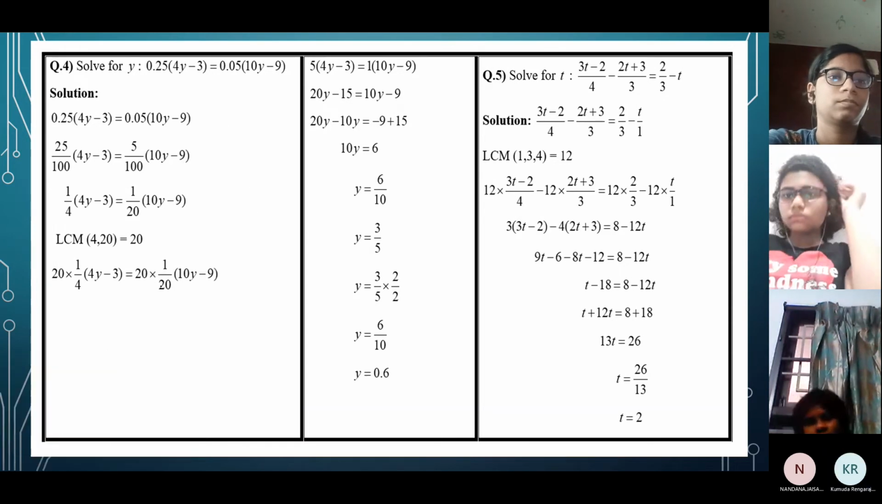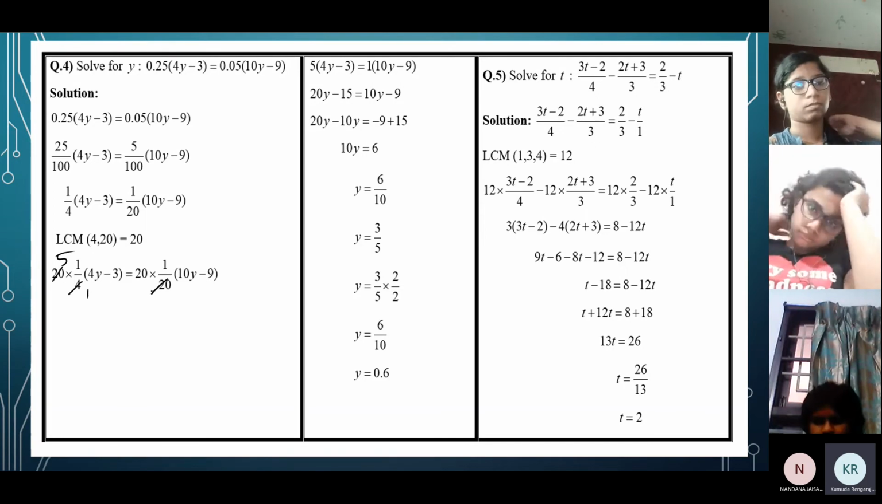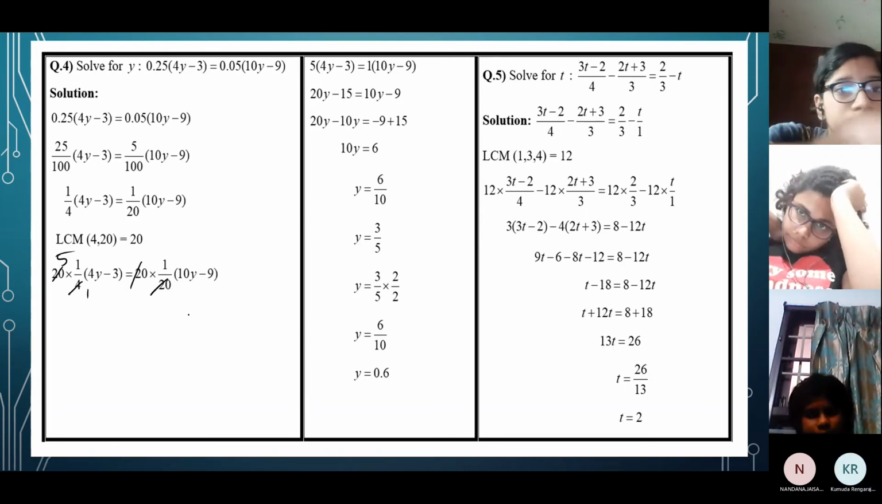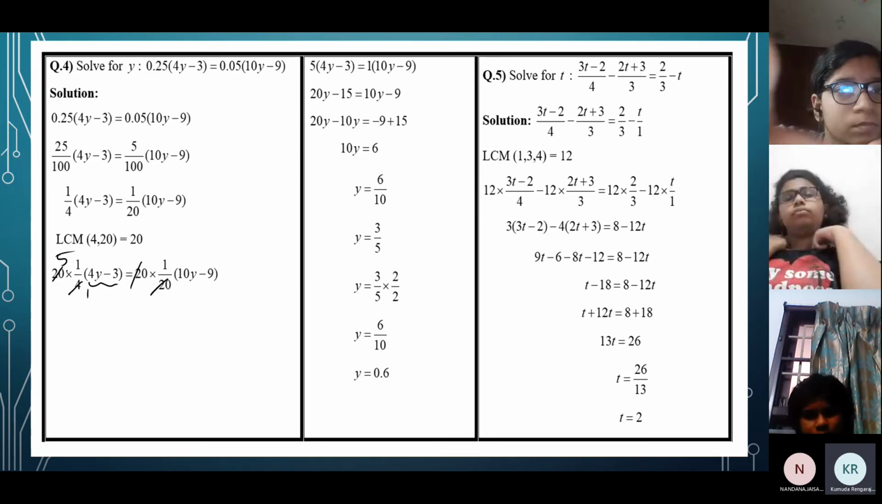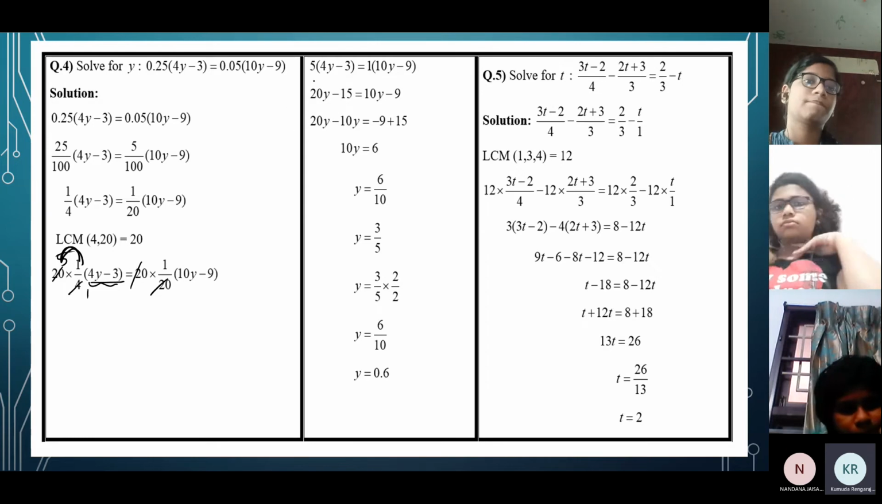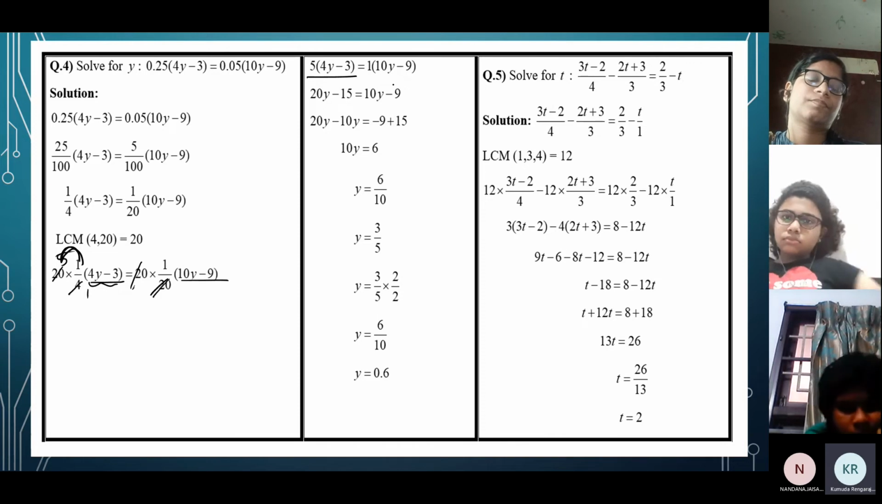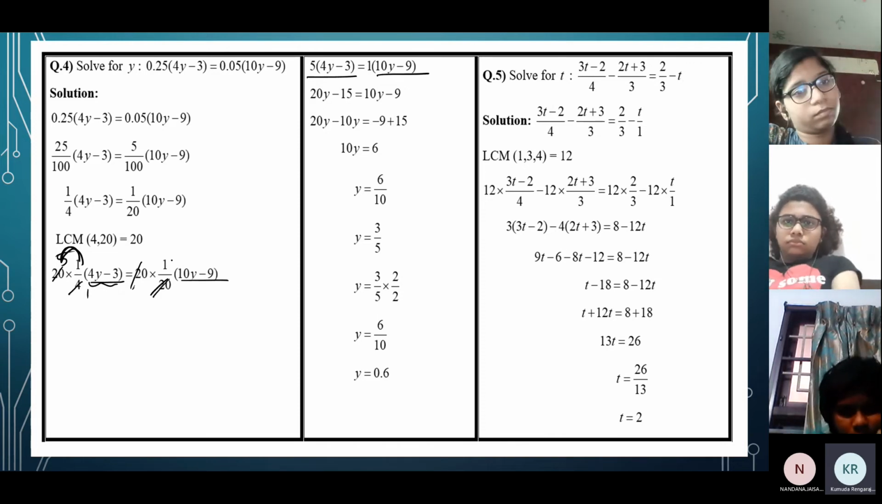Okay. Now 4 1s are 4, 5s are 20 and 20 cancels. Now we are left with 5 into 1. Can you see 5 into 1? 5. So 5 of 4y minus 3. Here it is 20 and 20 cancels, 10y minus 9. And you can show that one. It's okay if you didn't write this also.